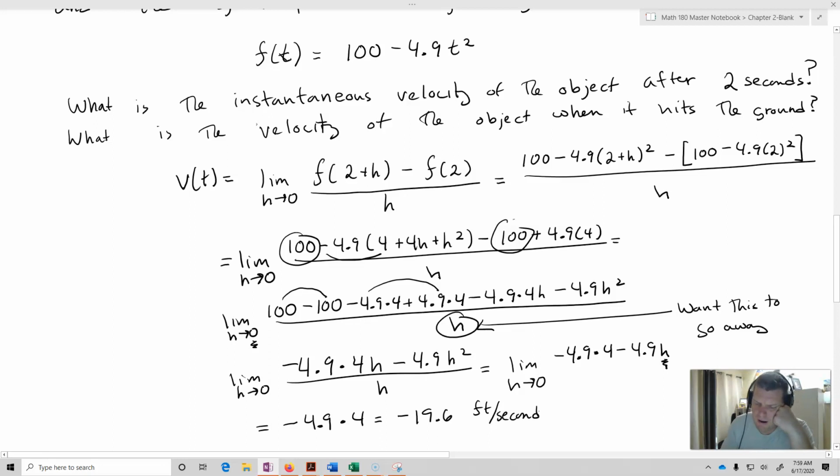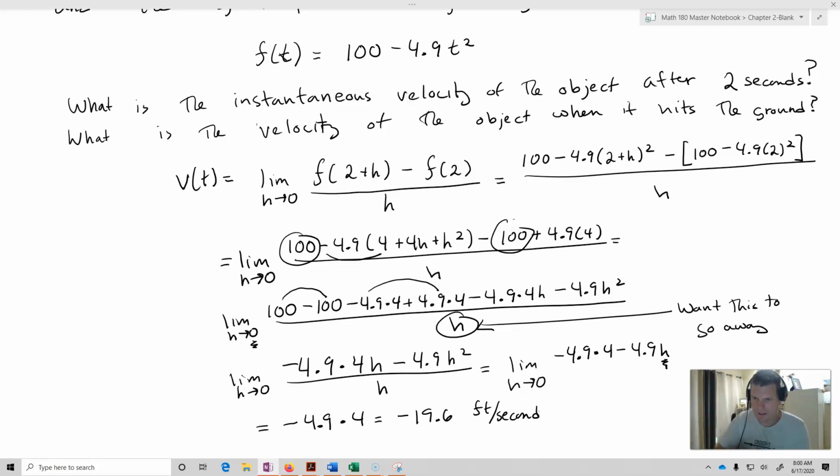Because we're 100 feet in the air, and t is in seconds, this is going to be feet per second because it's a velocity. And the negative just means that it's traveling downward. If we were traveling in a positive direction, it would be positive, but we're not, so consequently we're going to use the negative.